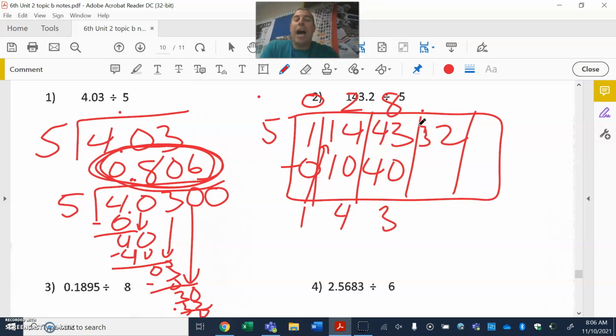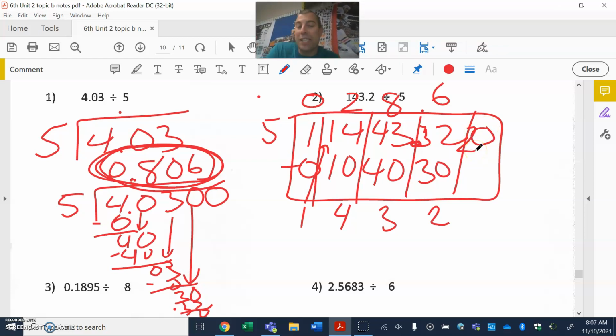Okay. How many groups of 5 can I take out of 32? Well, we can get 6 of them there because that's going to get me up to 30. Well, like we saw before, when we are to the right of the decimal, we're allowed to add our zeros. And we were. The decimal was right here, all right? So I am to the right of it, so I can add a 0. So I'm going to bring that 2 up.